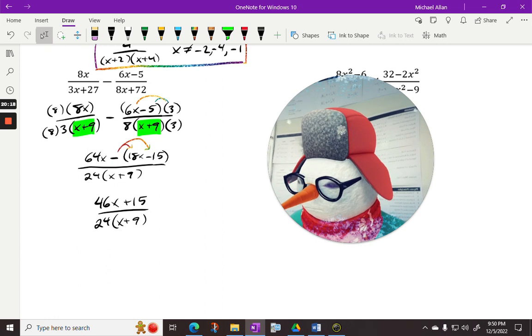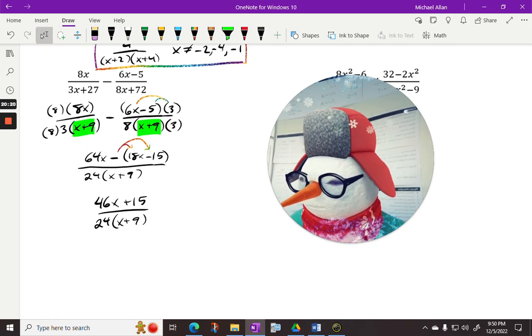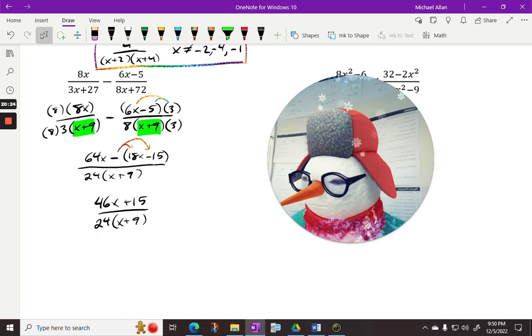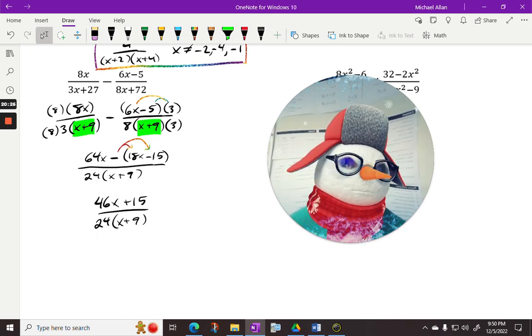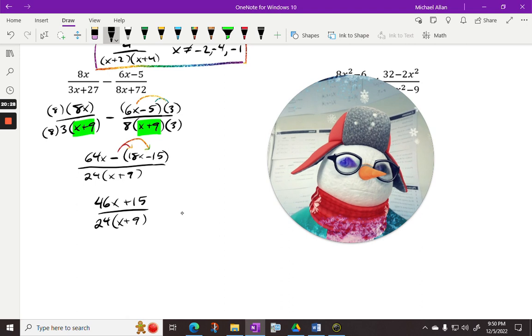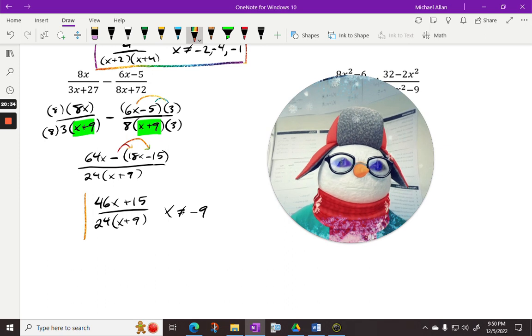Let's see if I can simplify this down a little bit. So 46 is not divisible by 3, and it's not divisible by 5. So okay, I can't do anything. There's my partial full answer. Remember, you always got to do those non-permissible values. There we go.